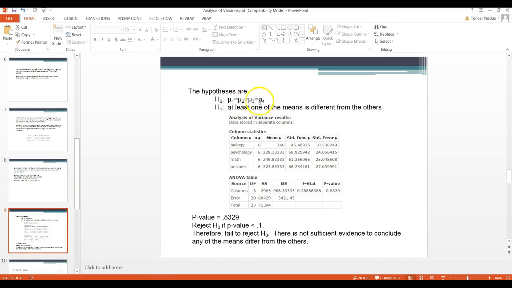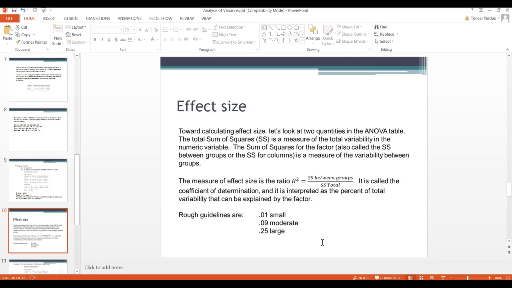So this time there are 4 groups. So our null hypothesis is mu1 equals mu2 equals mu3 equals mu4. And then the alternative is still that at least one of the means is different from the others. Our p-value here is 0.8329. And if we're using 0.1 for alpha, that means we would fail to reject H0 and say that there's not sufficient evidence to conclude that any of the means differ from the others. Okay, so that's how to run the tests.